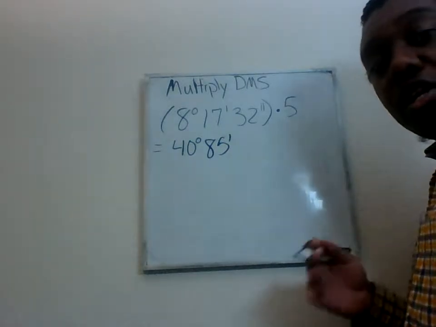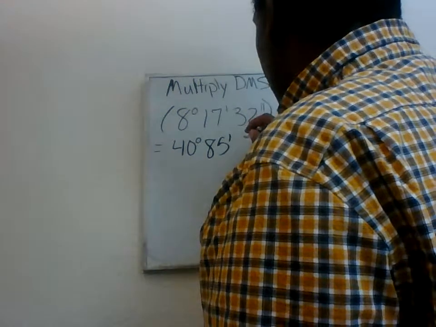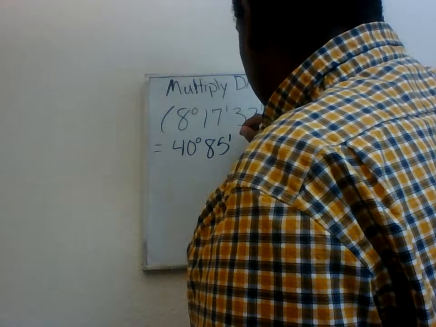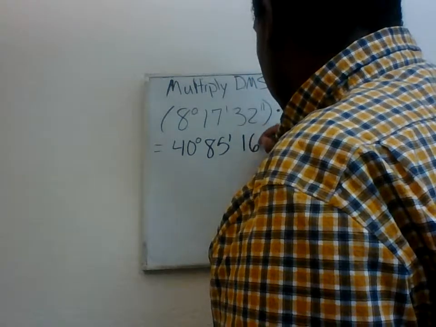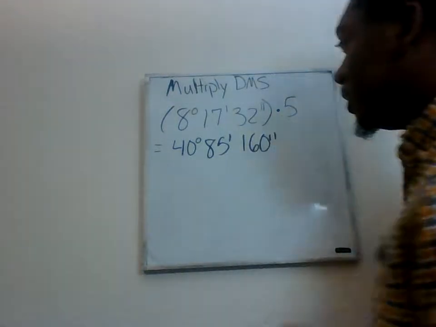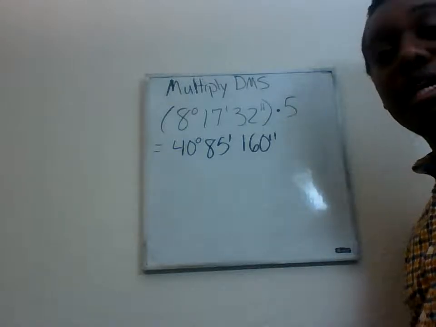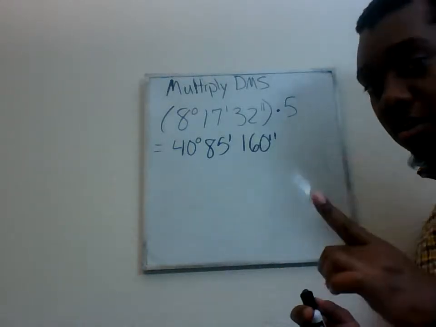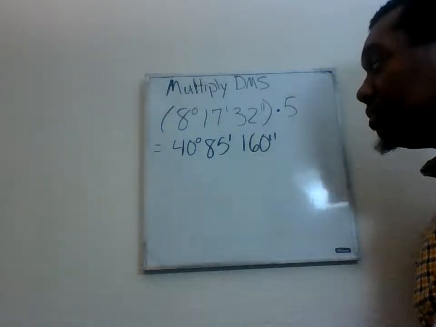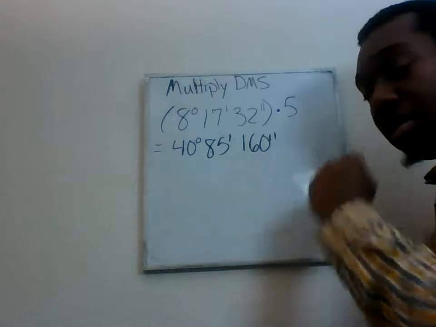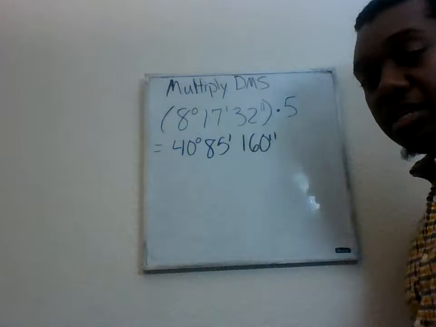And last but not least, 32 times 5. 32 times 5 gives us 140. Correct? Oh, sorry, 160. So we get 40 degrees, 85 minutes, and 160 seconds. And that's it. We're done. No, we have to make sure that this is in the standard degrees, minutes, seconds, meaning that these two cannot be greater than or equal to 60. If they are, we have to regroup it to the next one.